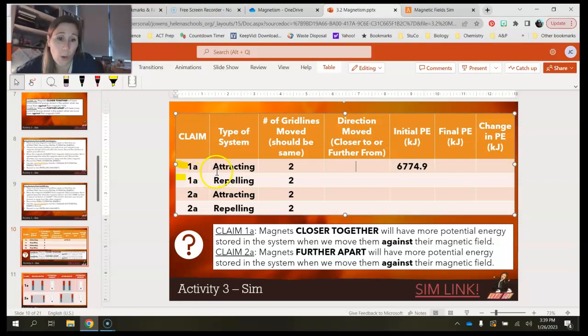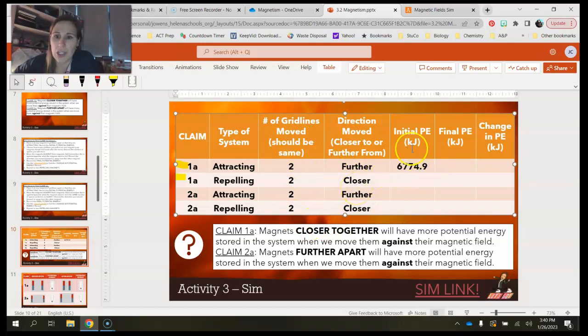Attracting want to move together, so we're going to move them further apart. So I'm going to put in here further. Repelling, they want to go apart, so we're going to move them closer. And then again, same here, attracting, still going to be further, and repelling, still going to be closer. So that's the first thing, is I filled out that information. I didn't need to get that from the sim.